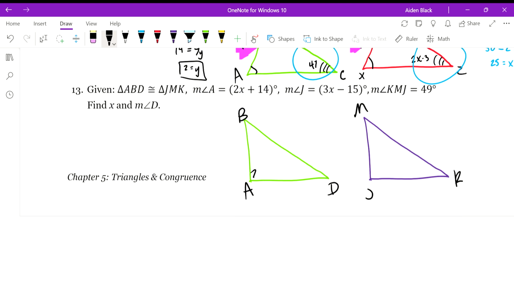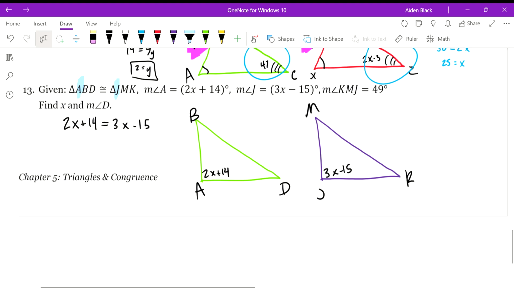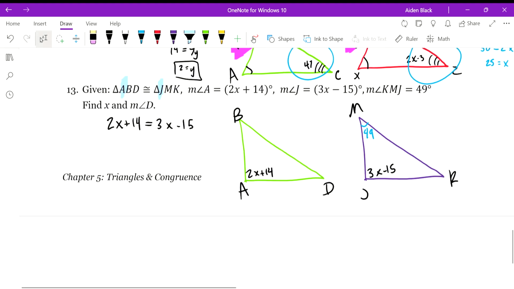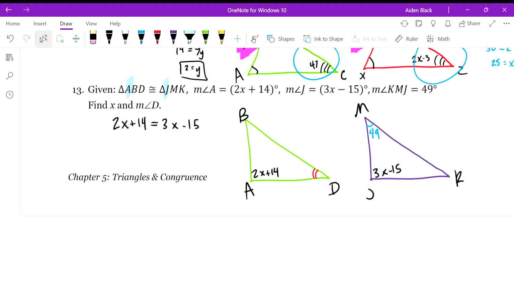I know angle A is 2x plus 14. I know angle J is 3x minus 15. Oh, those go together, angle A and angle J, so I can already write an equation there. It's equal to 3x minus 15. And then we have angle KMJ. KMJ, that's right here, is 49 degrees. So if I want to find the measure of angle D, right here, I'm going to have to figure out what x is, plug it in, and then find that last remaining angle.